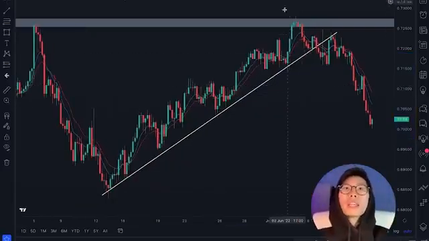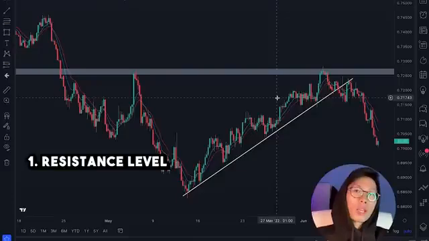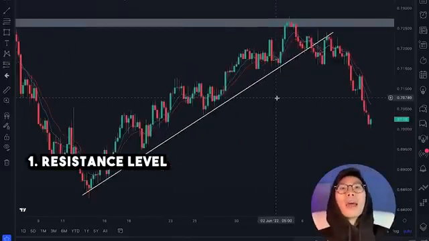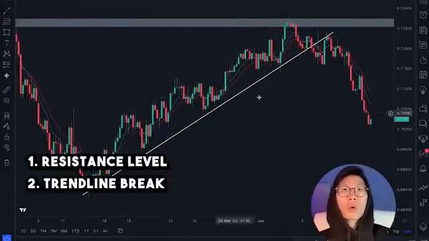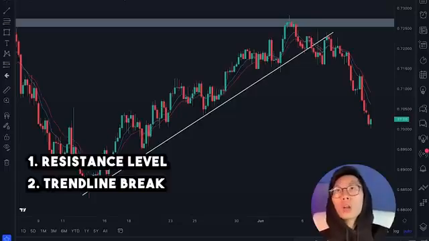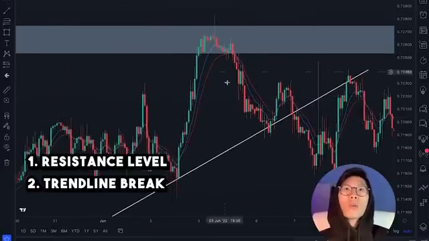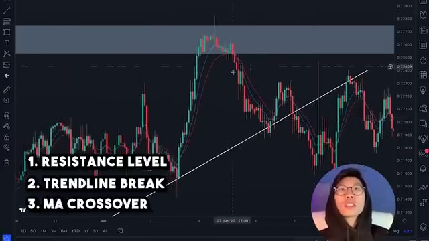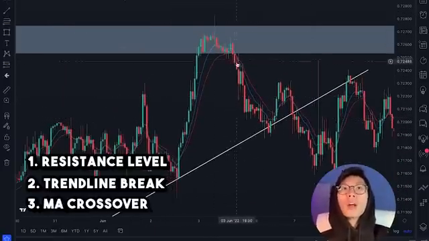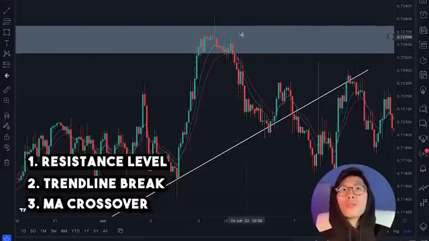For example, in this case, price is at a resistance level, so we should be looking to sell, right? So that is the first confluence. The second confluence could be price broke out of this trend line right here. The third confluence could be some sort of moving average crossover, which we are going to see by going down to the smaller time frame like the 1 hour. You can see right here, this is when the red line has crossed over the blue line. You can see the red line is above the blue line now. So this is your 3 confluences.